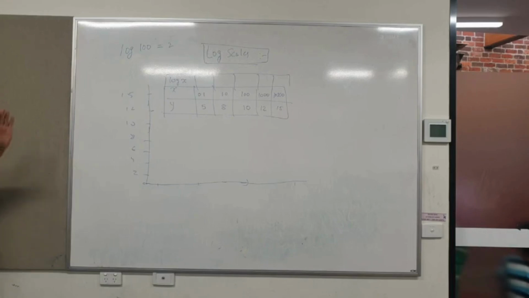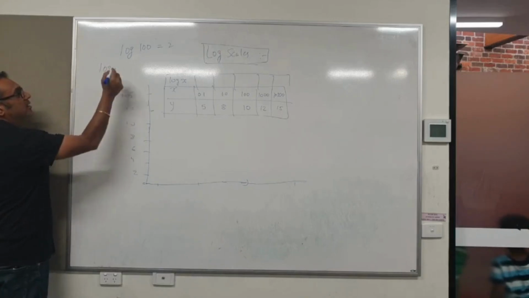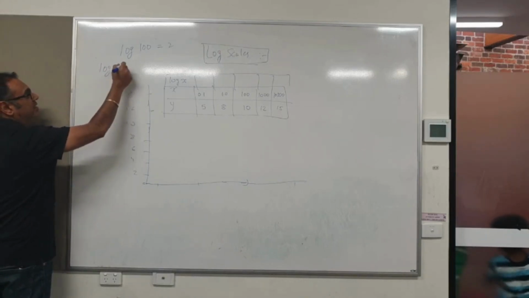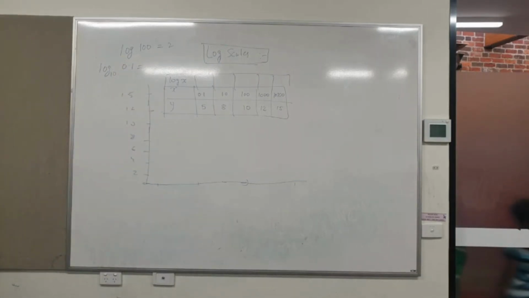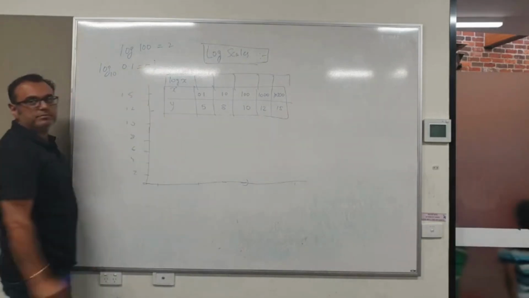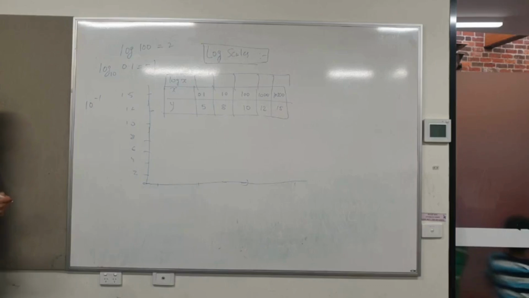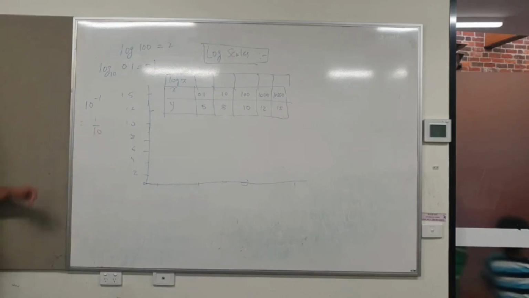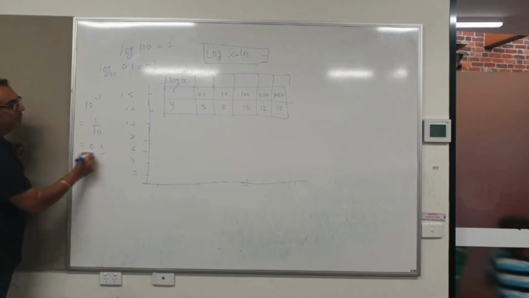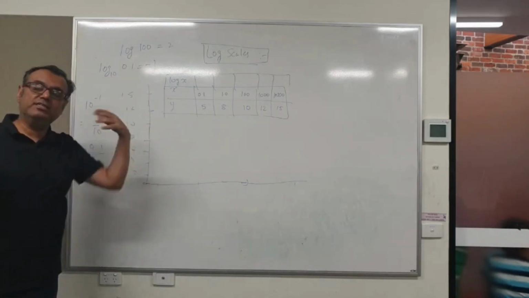Got it? Tell me one thing, Smara. If I say log base 10, 0.1, what will be the answer? Negative 1. Very good. Why? 10 raised to the power of minus 1 actually means 1 over 10, which means 0.1. Okay? So log answers can be negative and log answers can be positive.